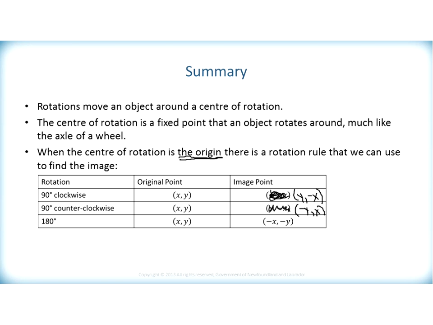90 degrees clockwise, your old point is x, y. Your new point is y comma negative x. 90 degrees counterclockwise, we're at the point x, y originally, our new point is going to be negative y and x. And 180 degrees, I didn't mess that one up. It's x, y becomes negative x and negative y.